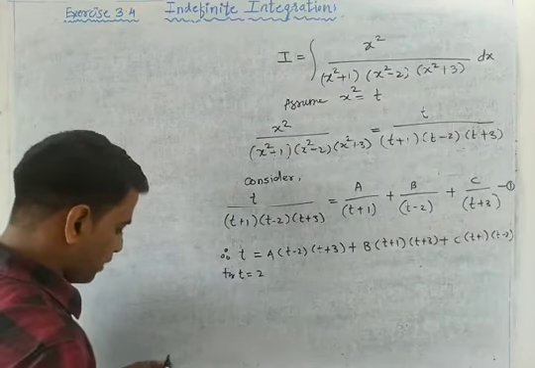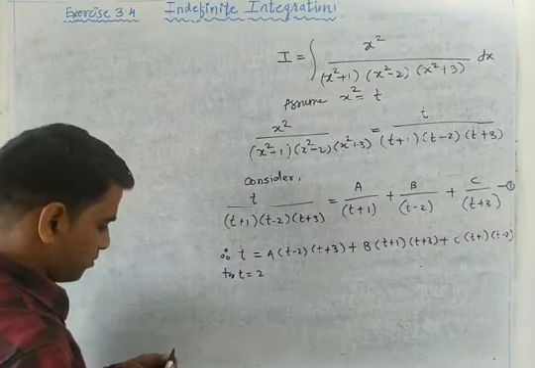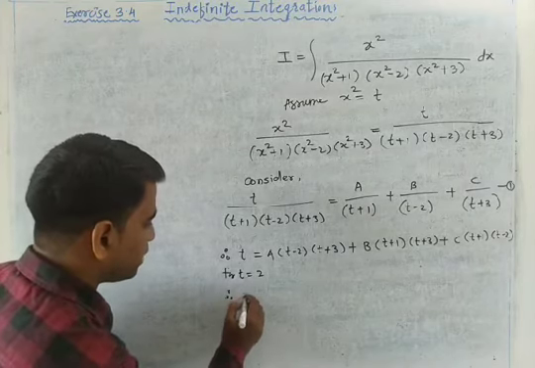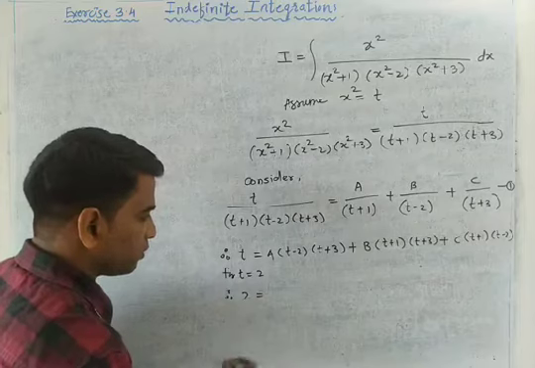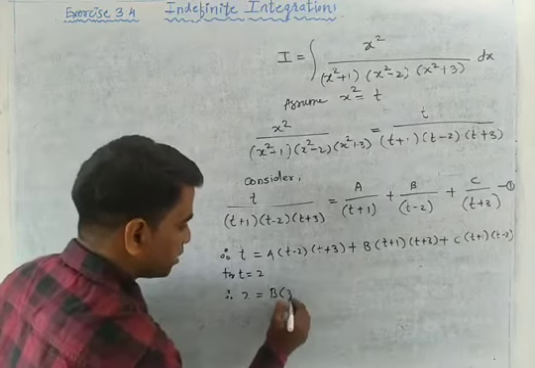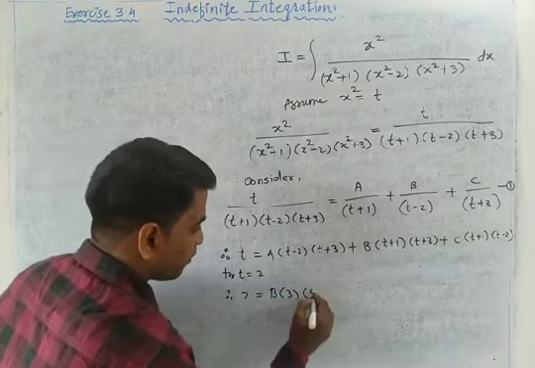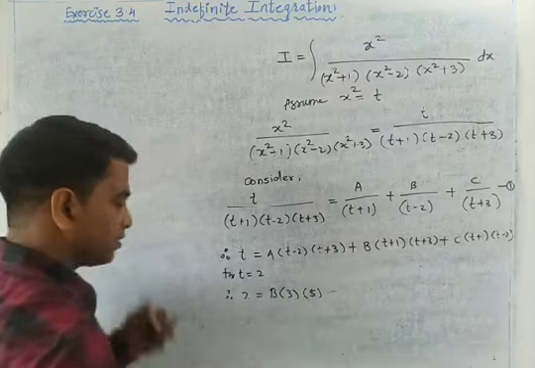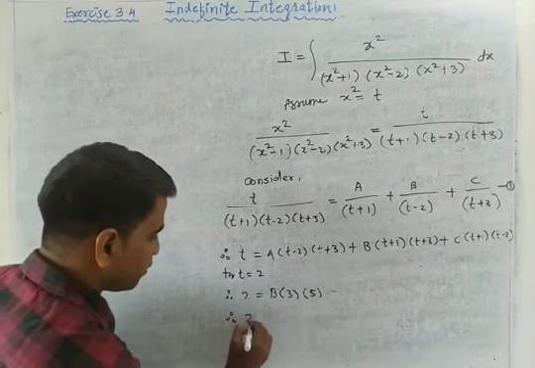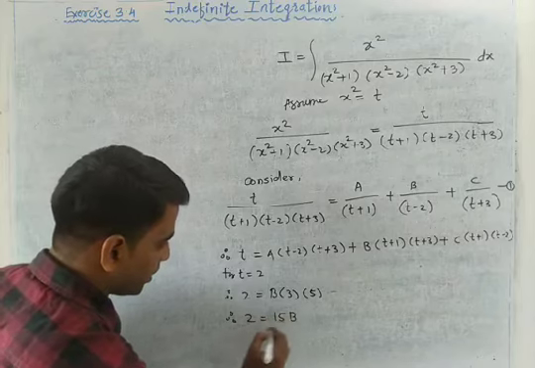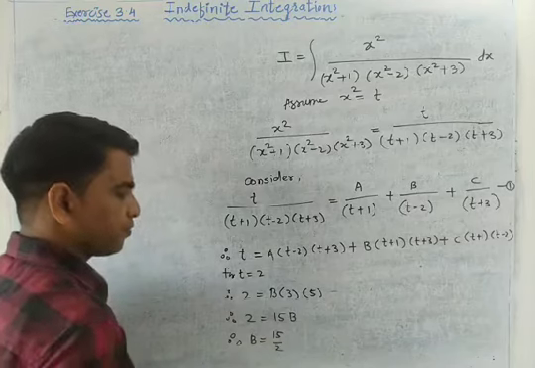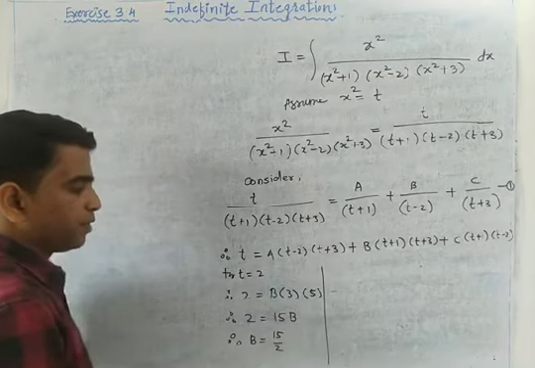So now we are going to find the value of b by using t equal to 2. On the left hand side t is equal to 2, the a part finishes, so b into 2 plus 1, that is 3, 2 plus 3, that is 5, and the c part vanishes because of t minus 2. Okay, so therefore 2 is equal to 15b, therefore b is equal to 2 by 15. Okay, so now we got the value of b.